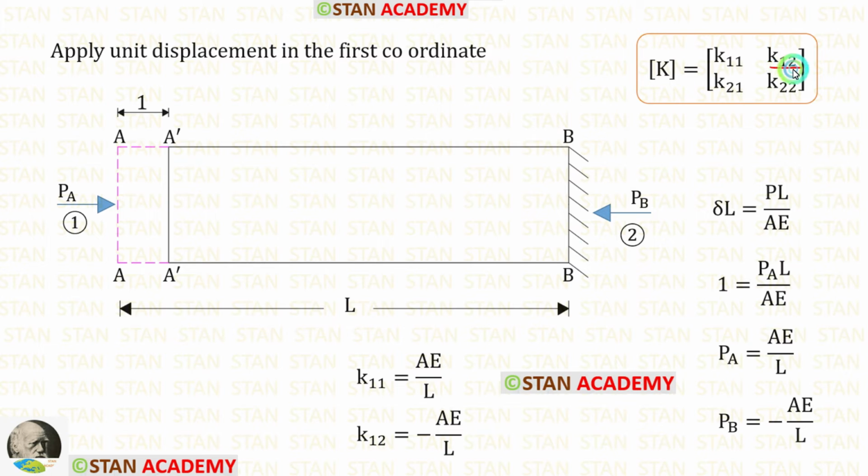To find K12, we have to find the load PB. We know that the end B is restrained, so there will be no change in length. To avoid the change in length, a load should be formed in the opposite direction of PA. It will be equal to PA. So PA and PB will be same. The only difference is that PB is acting towards the left side. So it will be negative. For K11, let us apply PA, and for K12, let us apply PB.